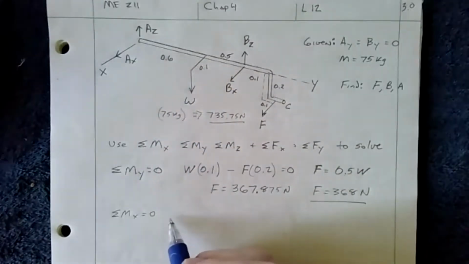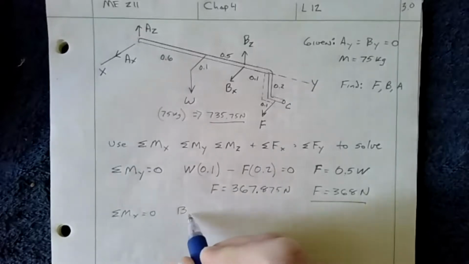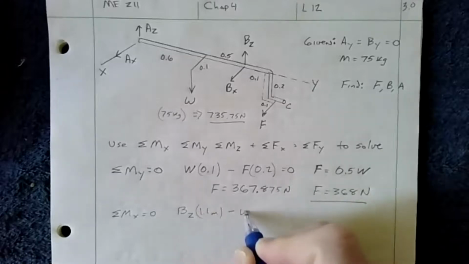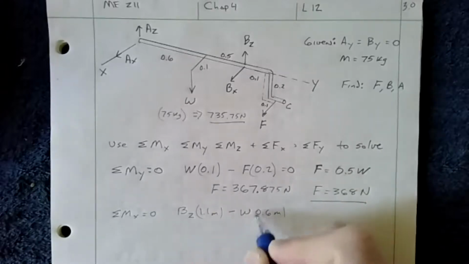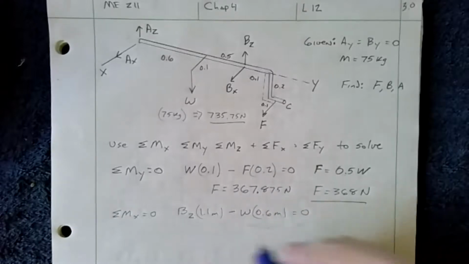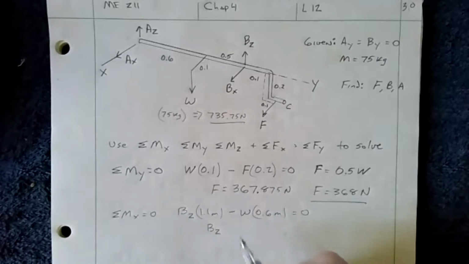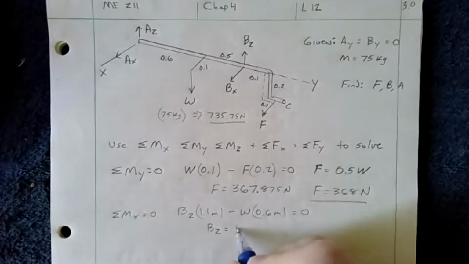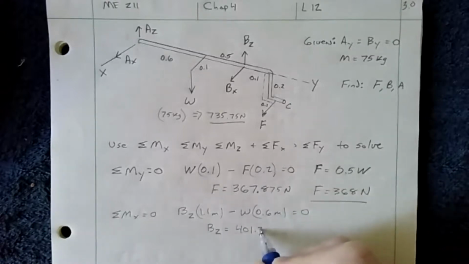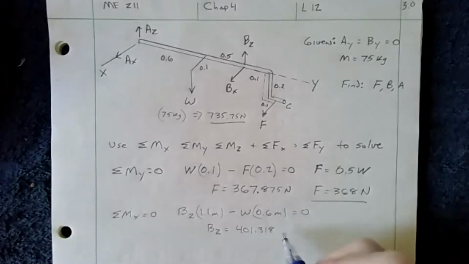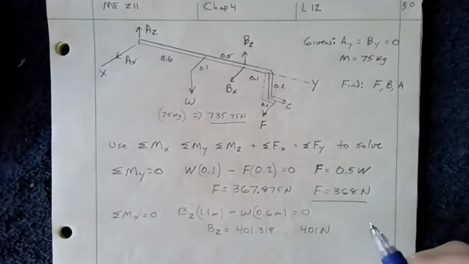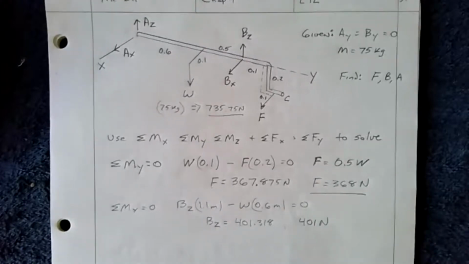So if we write this out, we have BZ times 1.1 meters minus W times 0.6 meters. That's the difference. And so we plug in our value, and when I was doing these, I left the extra decimals. We get BZ is 401.318, or essentially 401 newtons. And so we know BZ now, so let's do the same thing.